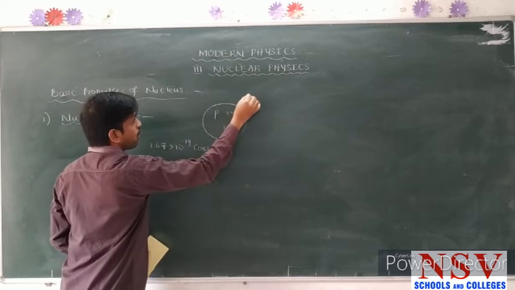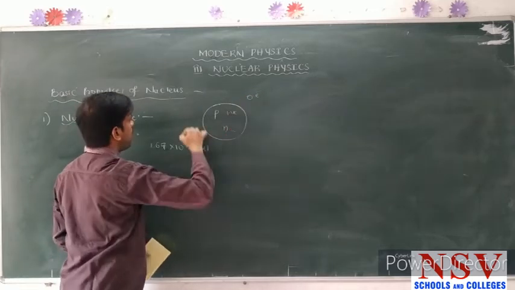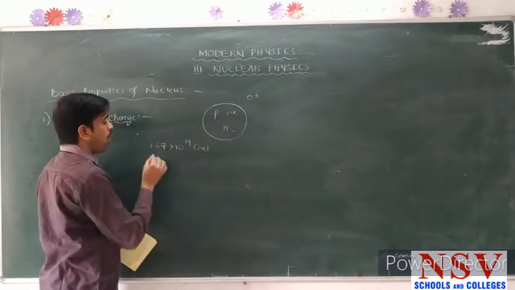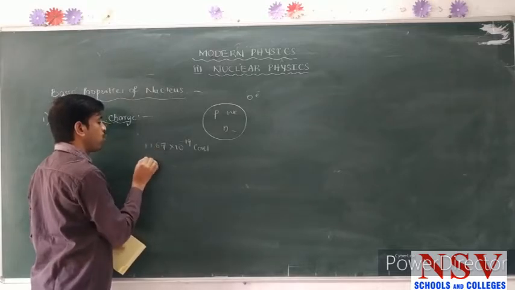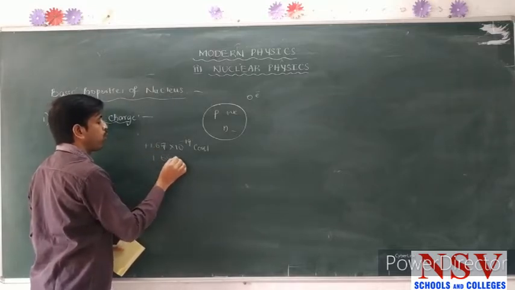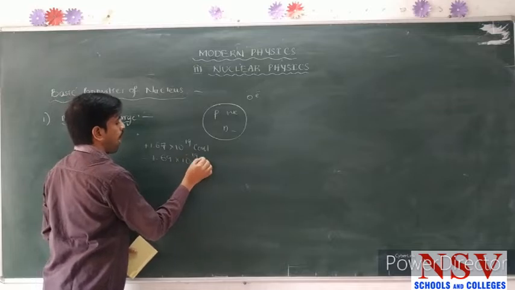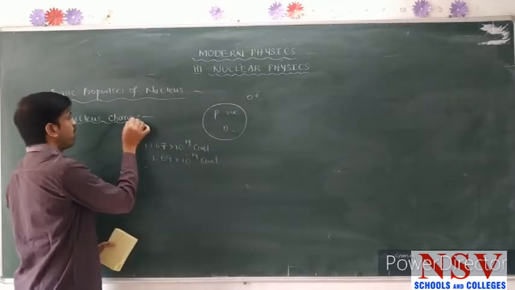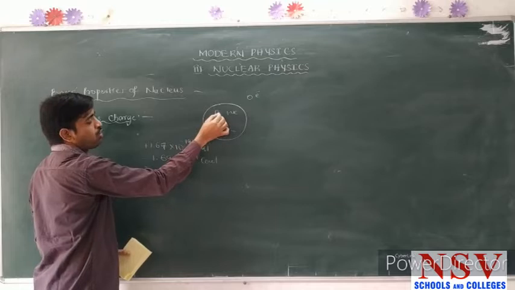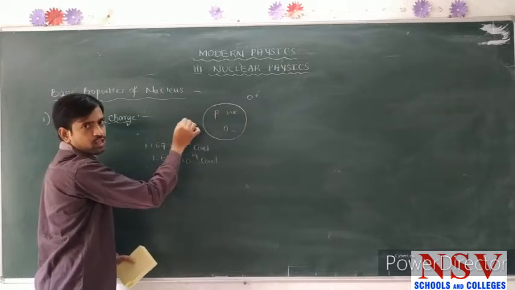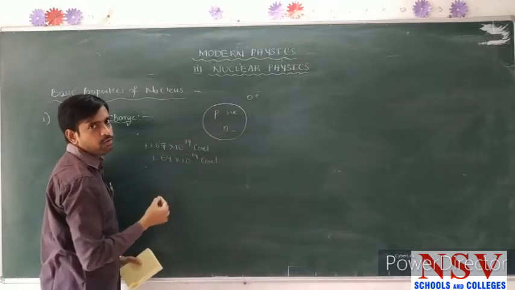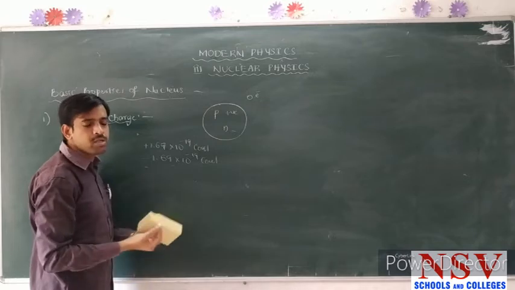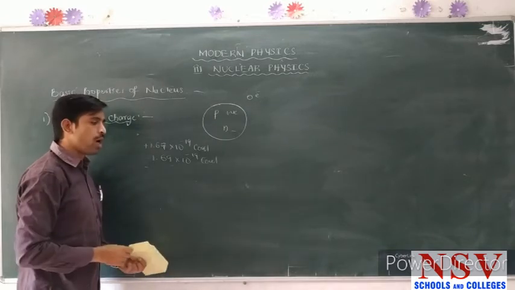Electrons are revolving around the nucleus in elliptical orbits. The nucleus charge is positive, while the electron charge is negative. From this we understand that the nuclear charge mainly depends upon the charge of the proton. Proton charge is positive, which means the nuclear charge is also positive.